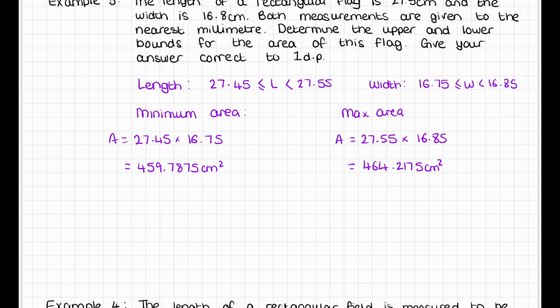Now it says determine the upper and lower bounds. So this one will be the lower bound and to 1 decimal place. So the lower bound could have been 459.8 to 1 decimal place. And the upper bound was 464.2 centimetres squared to 1 decimal place.